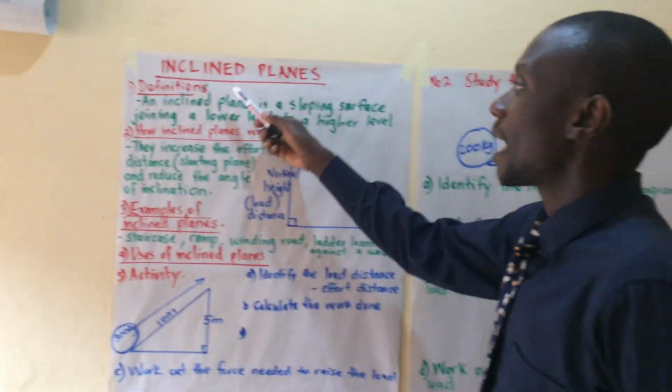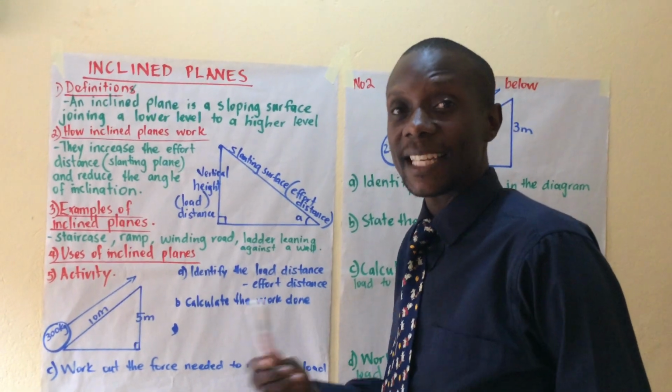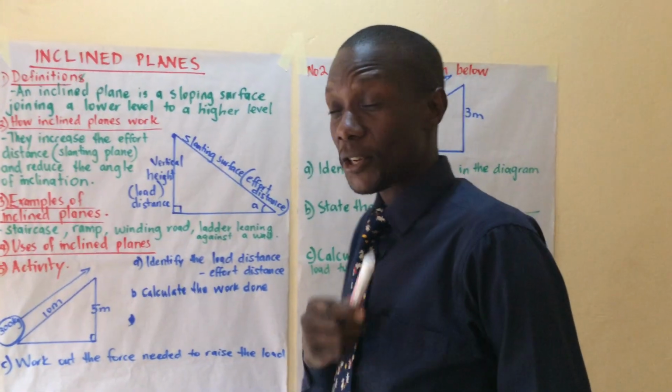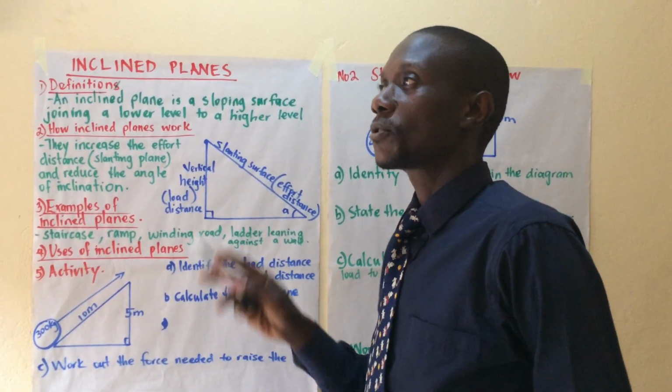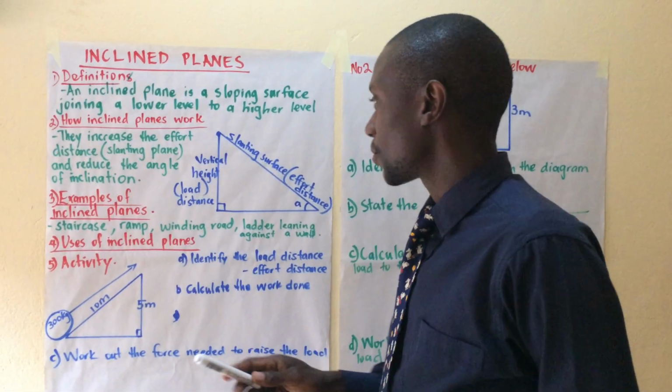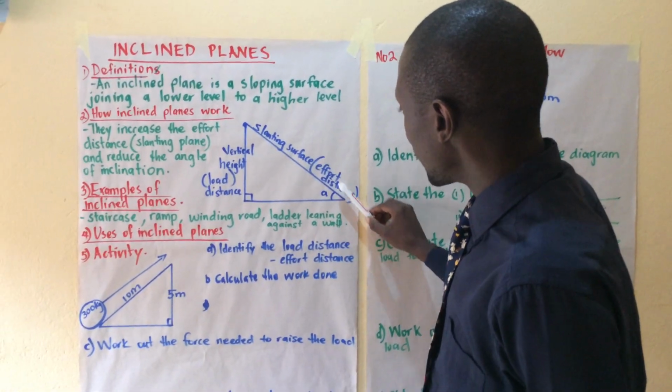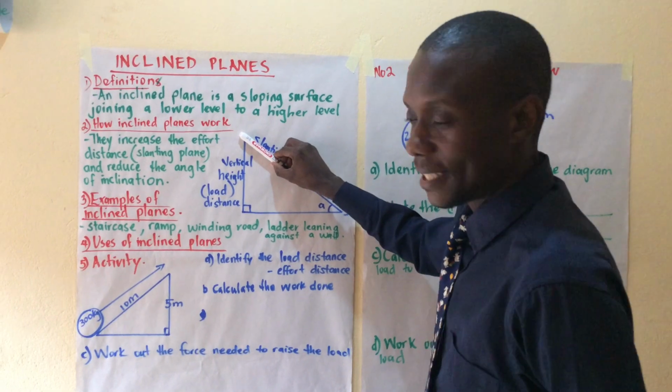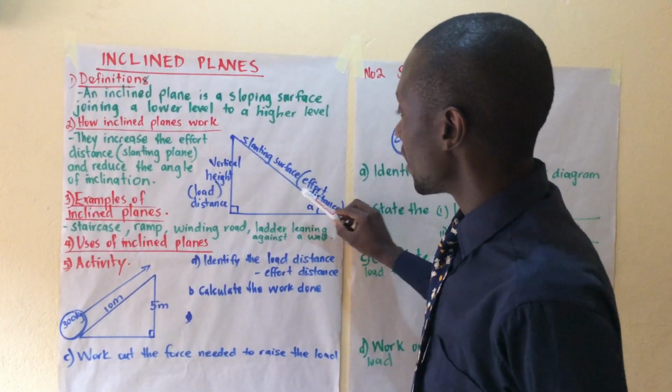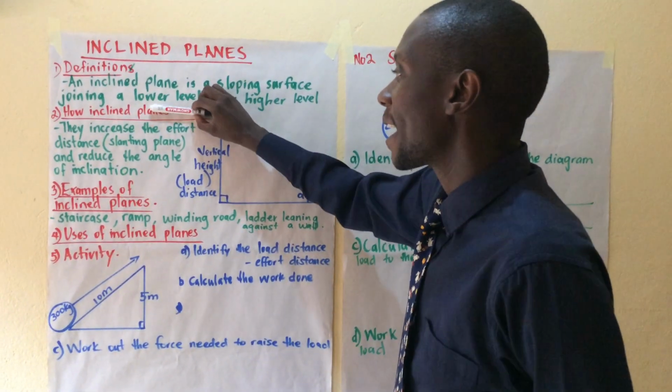Basically, inclined comes from the verb incline. To incline, the third meaning in your dictionary, is to make something lean on something. So we get something and make it lean against that height, so that we can use that to move from the lower level to the higher level.